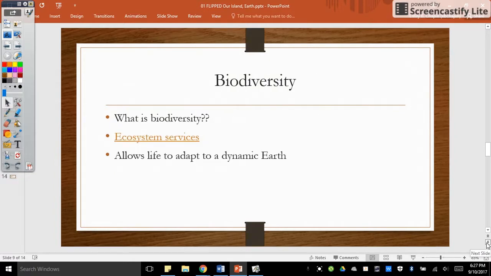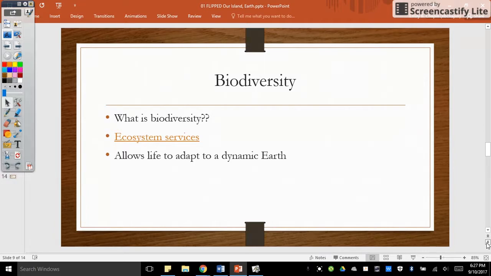Second, we have biodiversity. So biodiversity is going to be the variety of life in an ecosystem. This is also called biological diversity. We want more biodiversity because we want more relationships and connections between organisms. These are going to provide checks and balances as well as ecosystem services in nature.